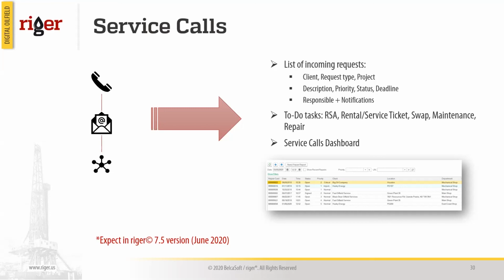Also, the service calls module will have to-do tasks. In each service call, you can specify the next step, what you need to do with the incoming request. Either it will be a sales request, so you can generate a rental service agreement or a new quote, or if it's an existing job and you need to provide some kind of service to the customer, or do a swap of the equipment or maintain equipment, that also can be triggered by the service call record, and the necessary documents will be generated.